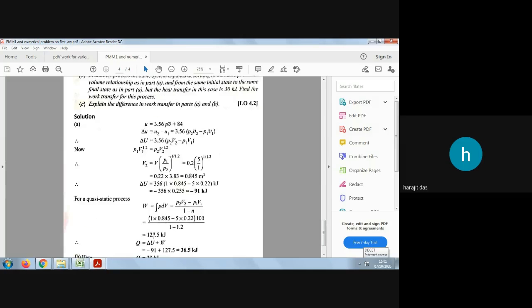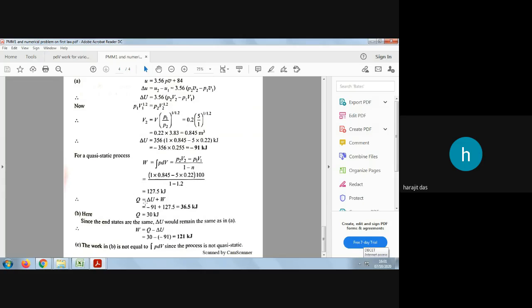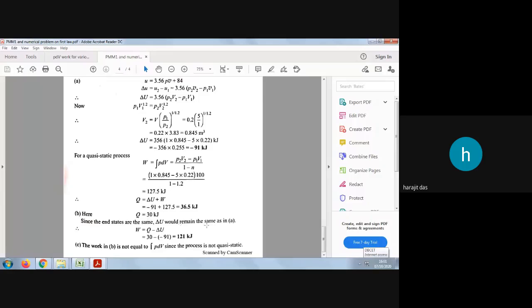So in B, in another process, the same system expands according to the same pressure volume relationship, from the same initial state to the same final state, but the heat transfer in this case is 30 kilojoule. Find the work transfer for this process. You can do it easily because it is already covered. Q value will be 30, and delta U we have already found as minus 91. If you put it in the first law of thermodynamics, you will get the value of W.